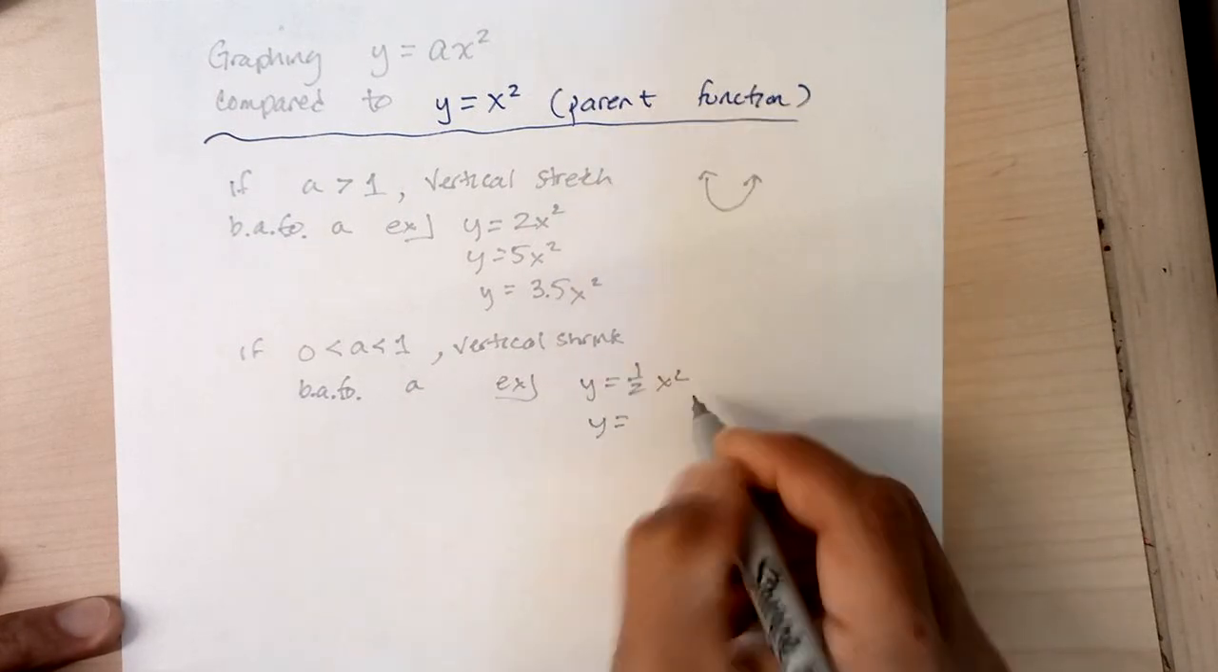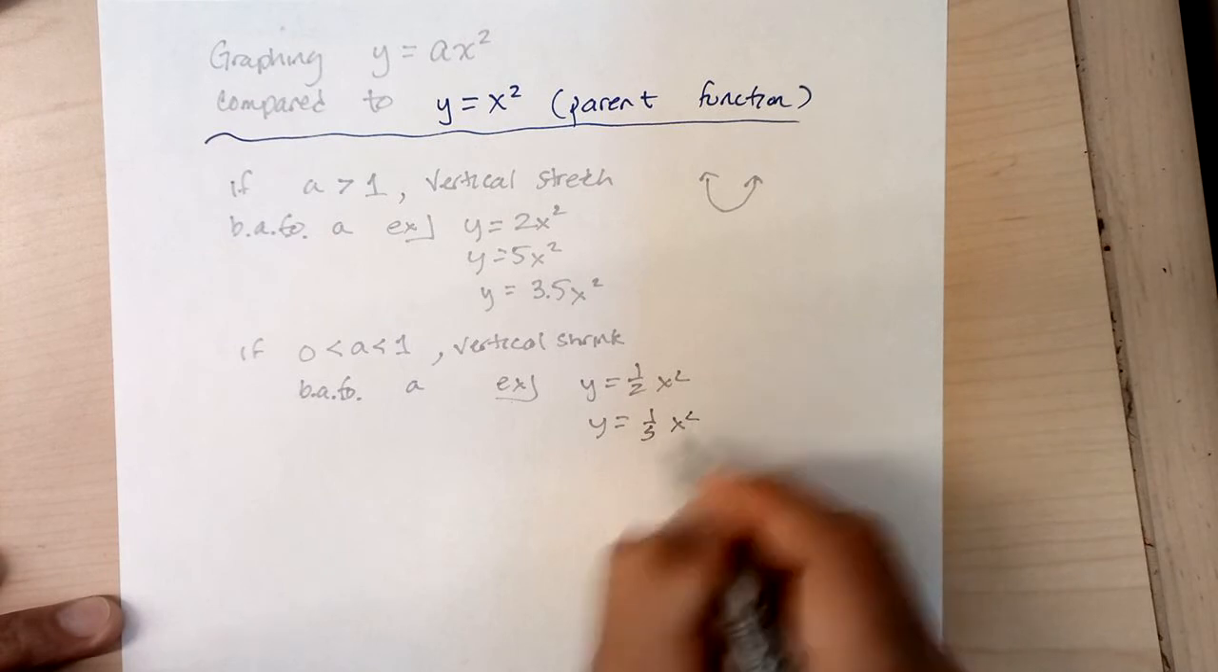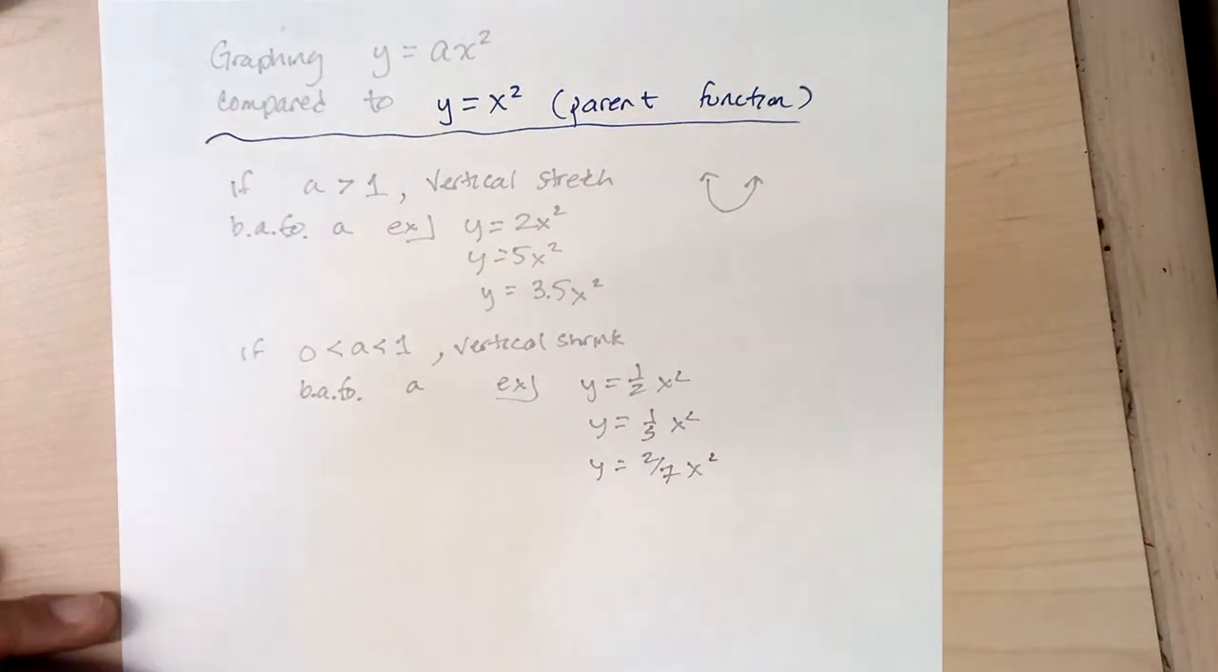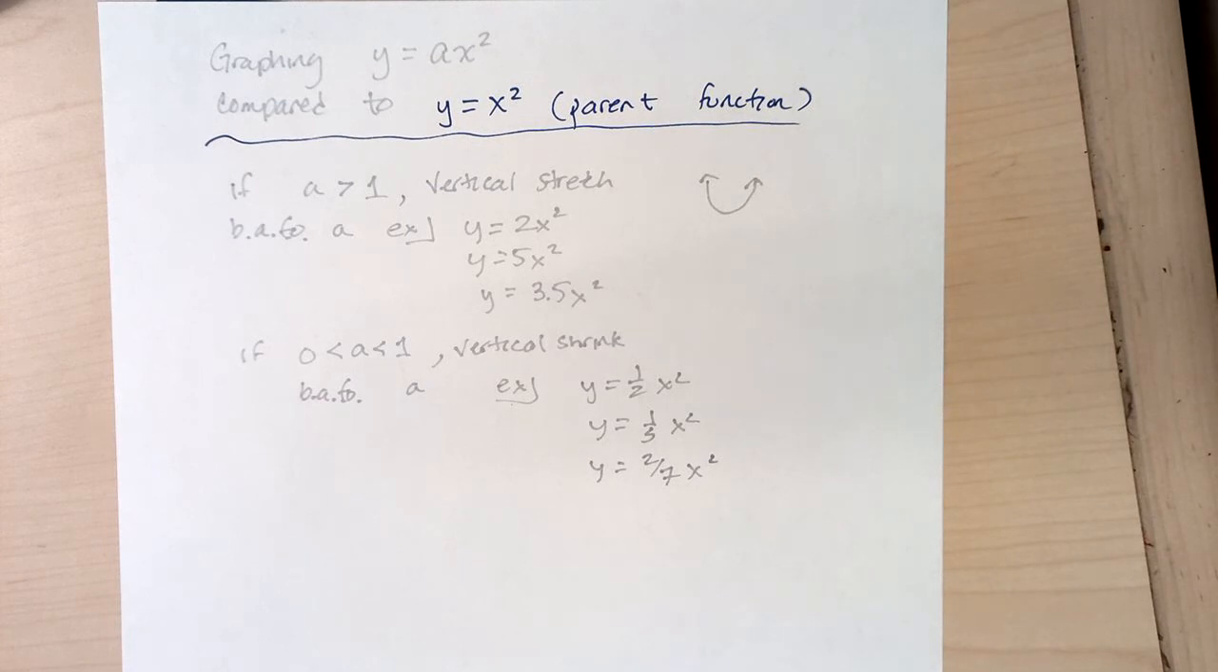It could be something like this: y equals 1/3 x squared, y is equal to 2/7 x squared, and so on. The vertex is still at 0, 0. The axis of symmetry is still the y-axis, or at x is equal to 0.